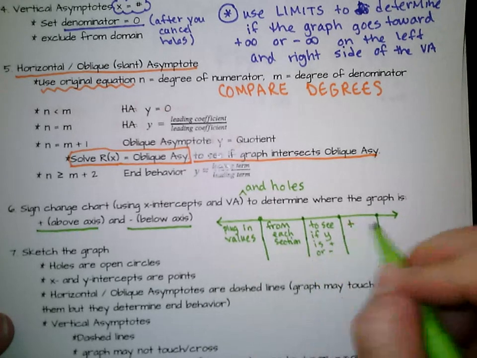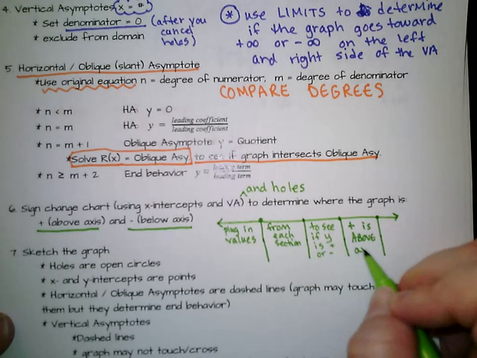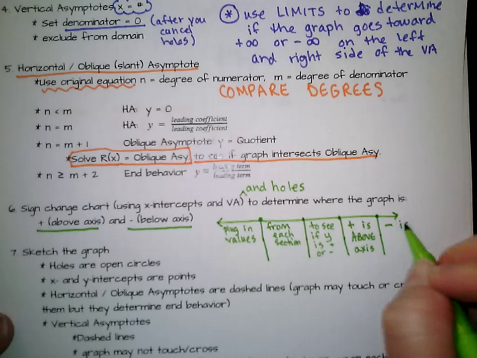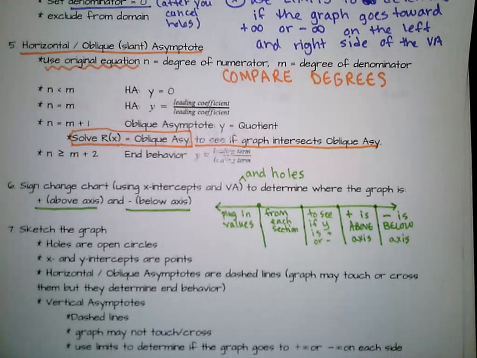So positive is above the axis, negative is below the axis. That's going to help us draw our graph, so we'll know where we should be putting each section. These graphs are going to be divided into sections based on how many vertical asymptotes we have.